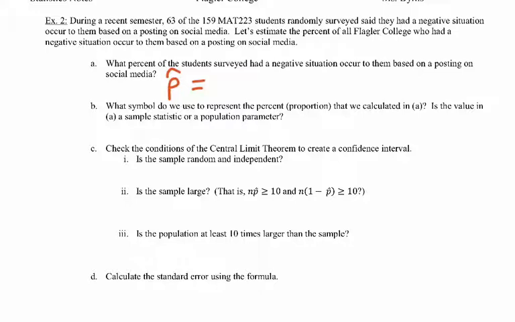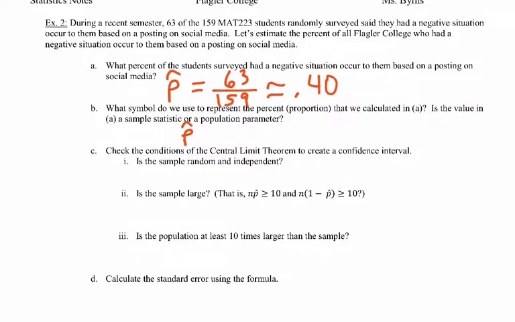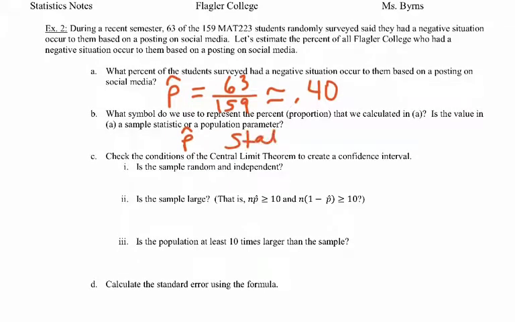And so for us, that would be 63 divided by 159. And that rounds to about 40%. What symbol would we use to estimate the proportion that we calculated in A? Of course, that was p hat, and that would be a statistic since it's a measurement based on the sample.